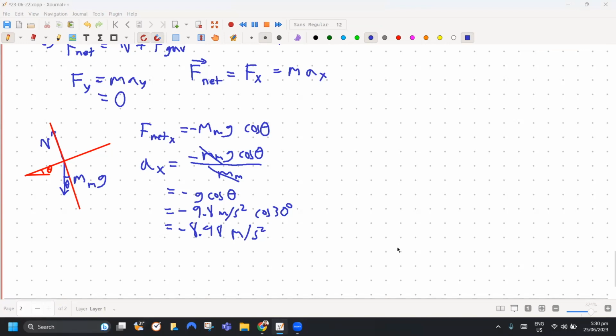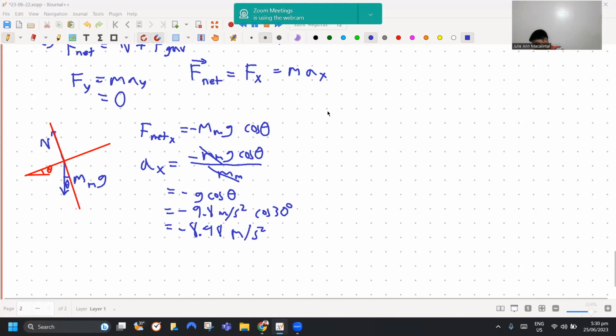What if, aside from yung chord, so may chord, may inclined plane, you have a force applied along this na equal sa 10 newtons. How do your answers change sa A and B?